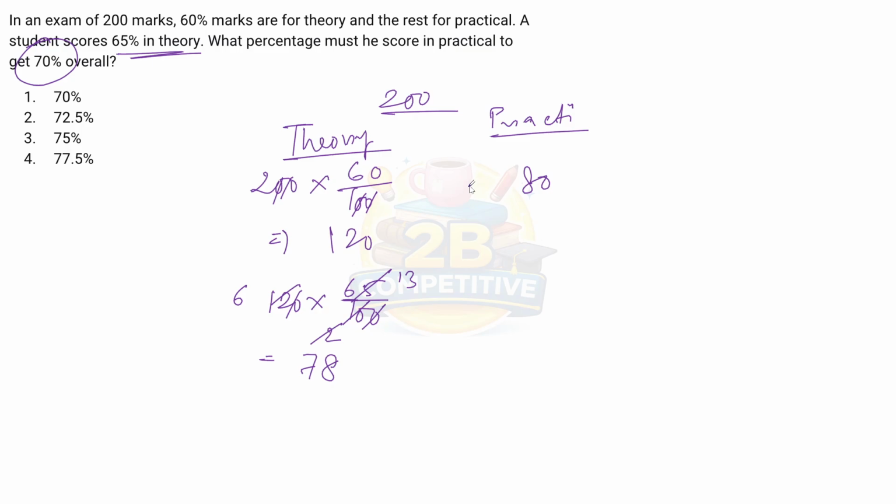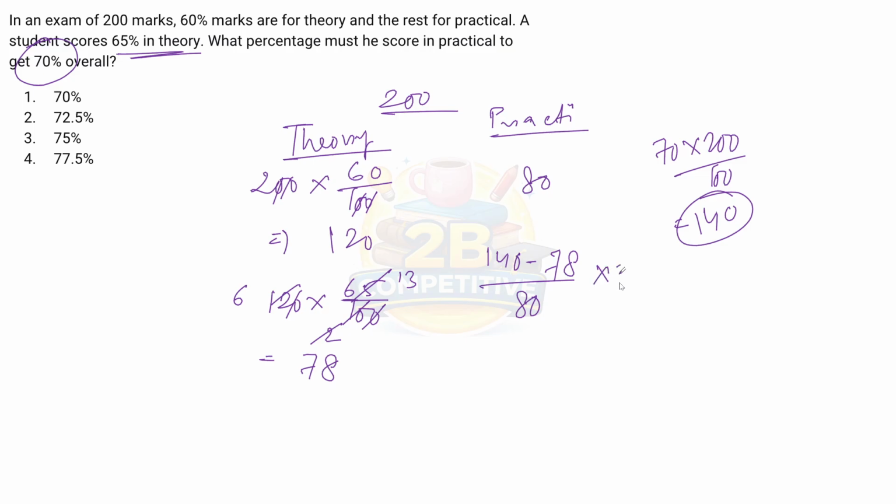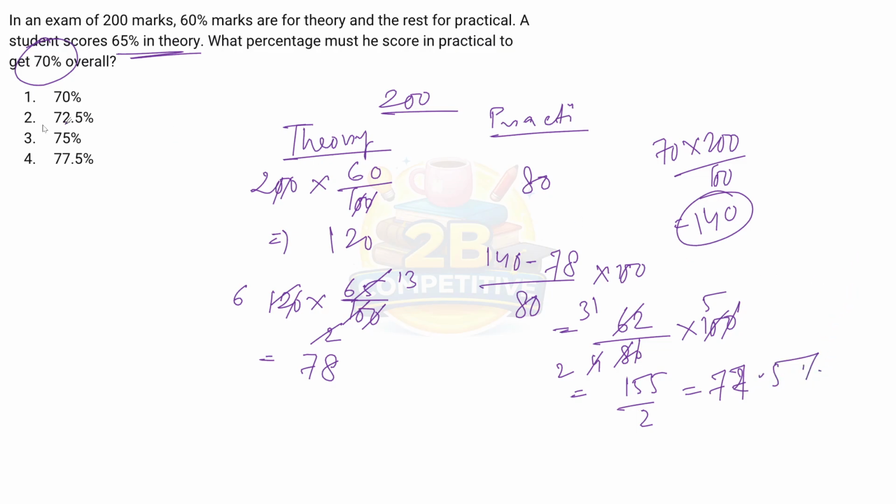Now, what percent must he score in practical to get overall 70%? If she wants to get 70% overall, 70% of 200 is 140. So in practical, he or she has to get this, and now it's asking for the percentage. So, 140 minus 78, that is 62, divided by 80 into 100. That is 155 by 2, that is 77.5%. Option 4.